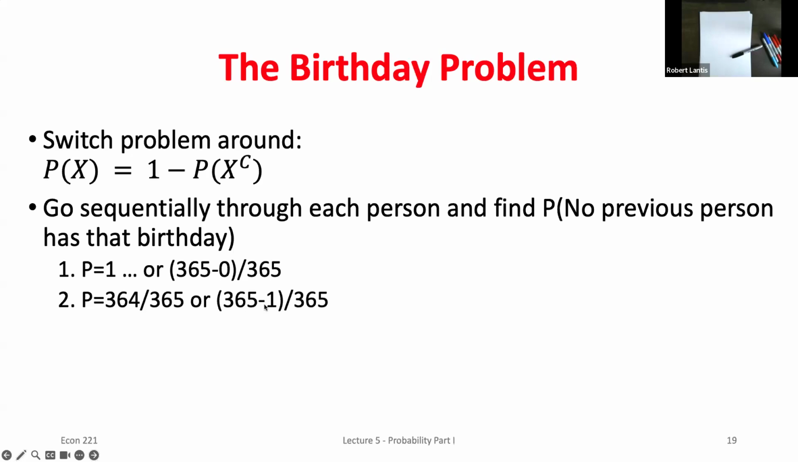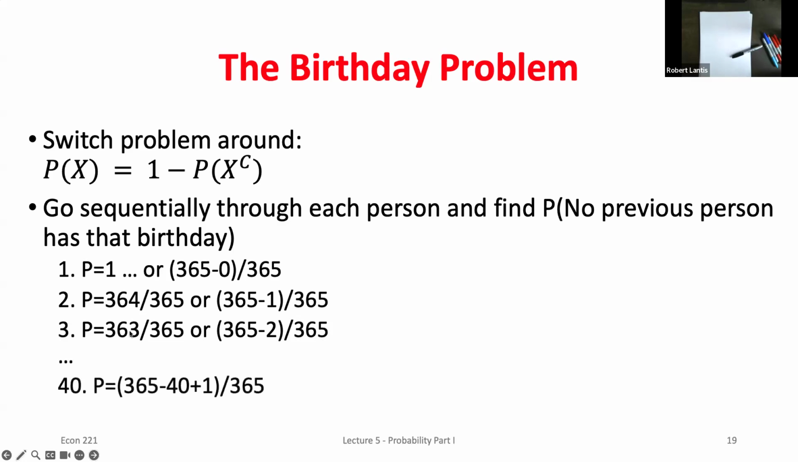Or, right, the number of people minus one, because the very first person had a unique birthday, it can't be that day, out of the total possible days, 365. And then for the third person, there are now 363 remaining days that would give them a unique birthday. We could extend this all the way down to 40 students. For the 40th person, the probability of a unique birthday would be 326 out of 365. So we could go through that.